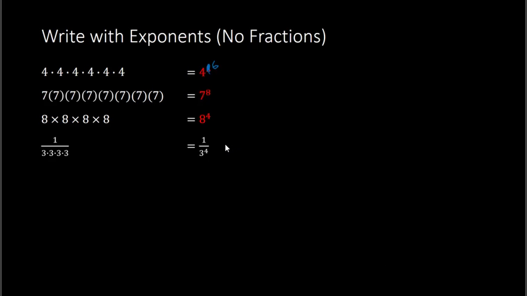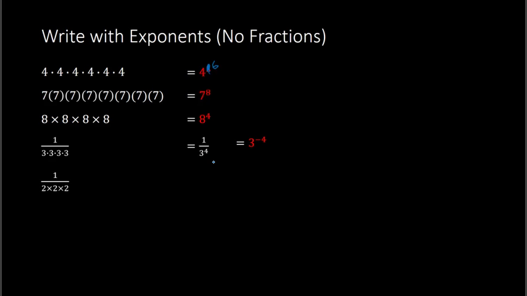Now remember that we can also write this with a negative exponent. So the instructions state to write this with no fractions. So we must get rid of the fraction by making this into a negative exponent. So to get rid of the fraction, I write this as 3 to the -4th power. That is the same thing as 1 over 3 to the positive 4th power.